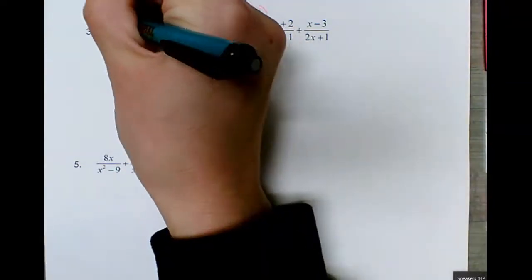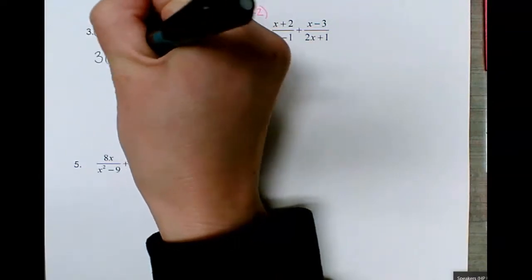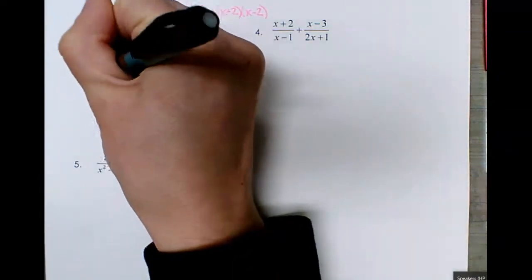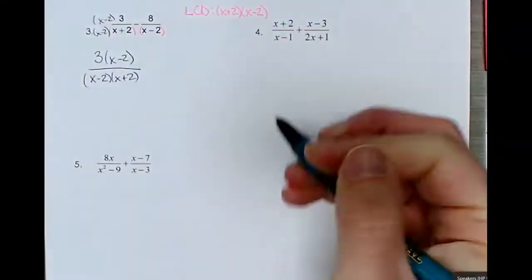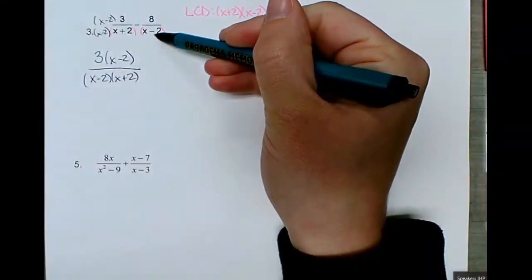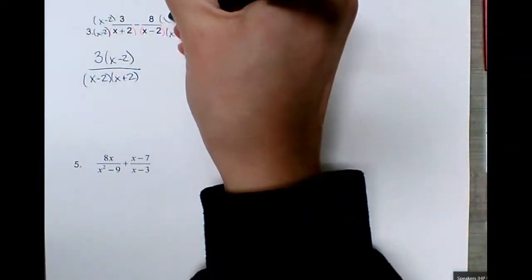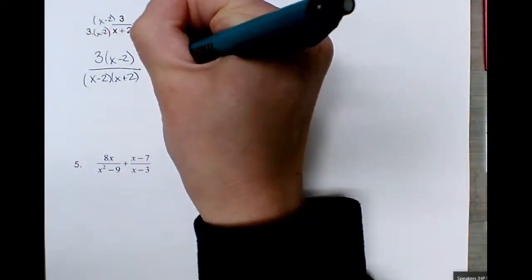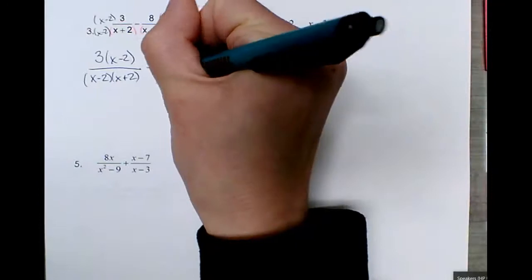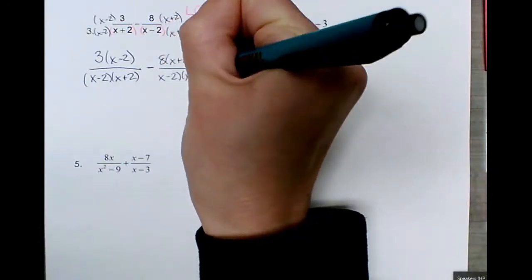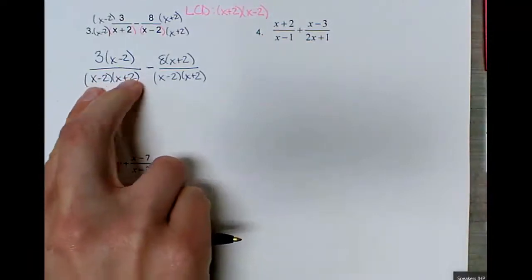We'll have 3 times x minus 2 over x minus 2 times x plus 2. And then here we have x minus 2, but no x plus 2. So I'm going to multiply both top and bottom by x plus 2. Notice that the order on the bottom doesn't really matter, because if you multiply these two things together, it's the same as if you flip them.